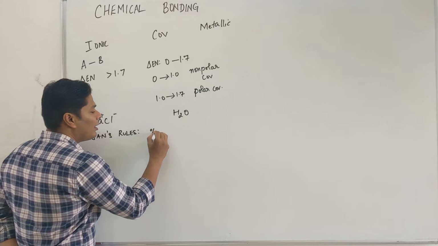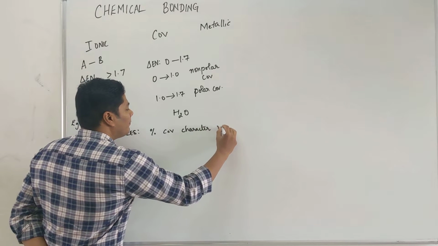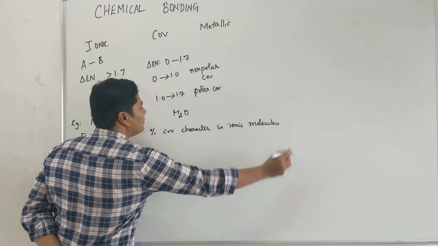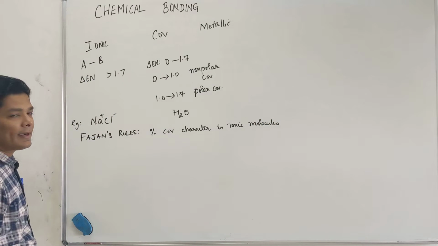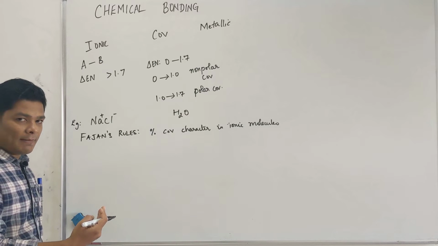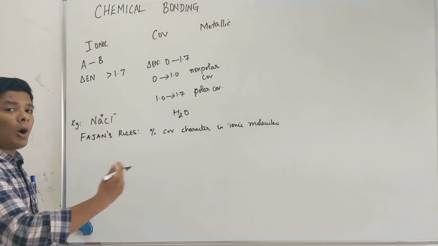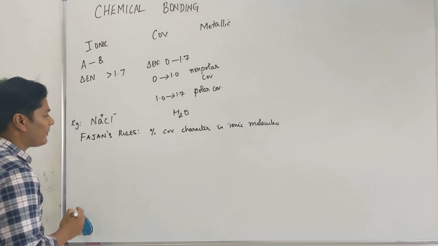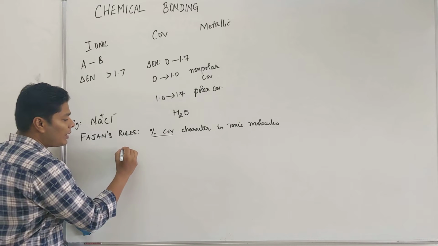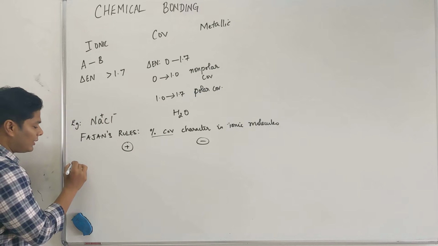What Fajan's rule says is, you can see it either way. I am going to say it this way: percent covalent character in ionic molecules. I am going to figure out my percent covalent character in any of a given set of ionic molecules. I can give you 4 different ionic molecules in the NEET exam, and I can do 2 or 3 types of questions: which is the most ionic, which is the least ionic, or the order of their covalent character or ionic character. Let us look into the cation and anion. First, we want to look at the charge.